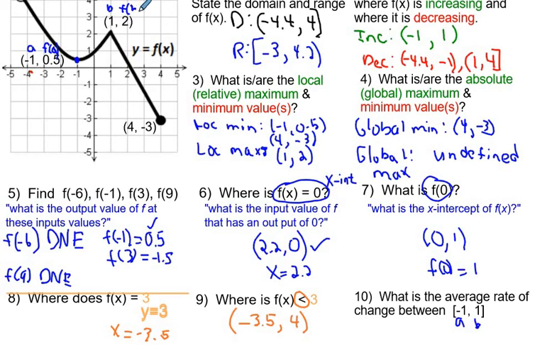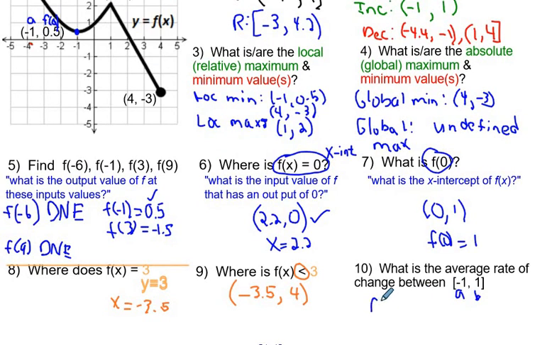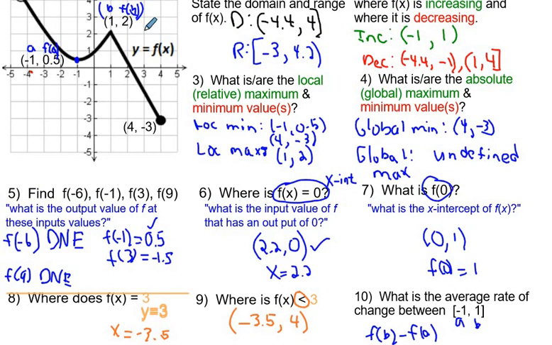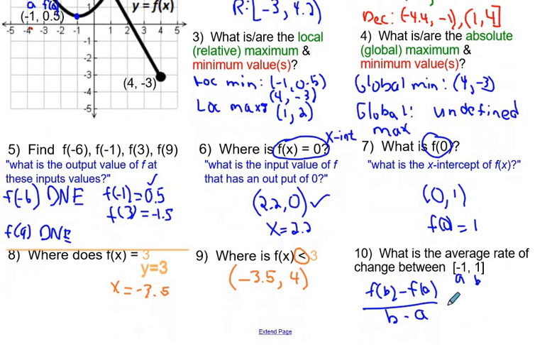All right, so what I do now is I write down the formula and I simply substitute these numbers into that formula. So the formula is f of b minus f of a over b minus a. And again, I'm just going to go back to my graph. Okay, so f of b is 2 and f of a is 0.5. So 2 minus 0.5. We can go ahead and figure that out if we want. So 2 minus 0.5 is 1.5.